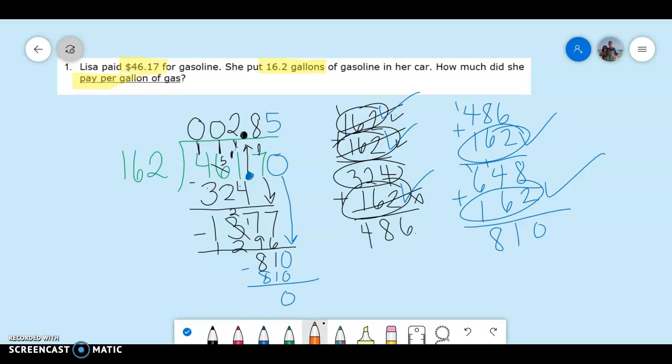Okay, the answer to the question I'm going to put in orange. It is $2.85 per 1 gallon of gas. So there we have it, folks, $2.85.